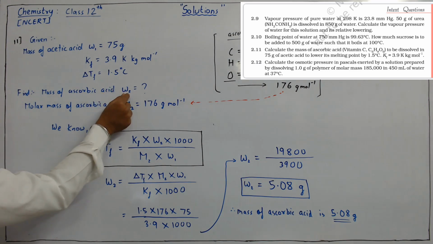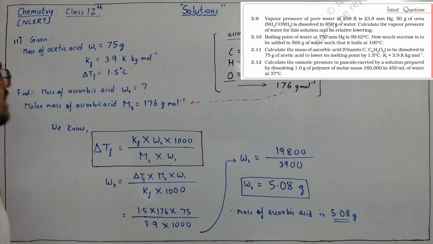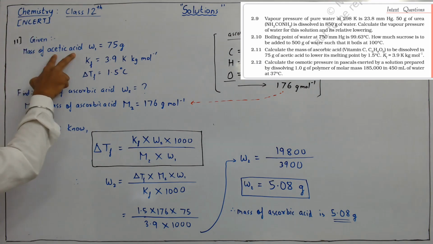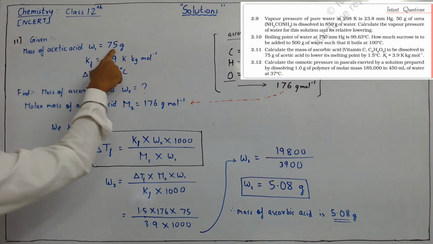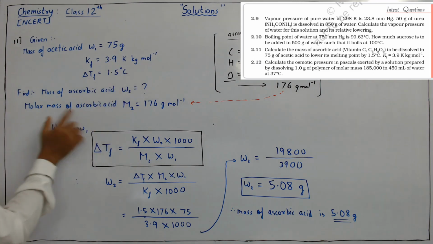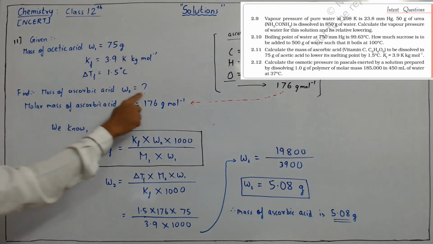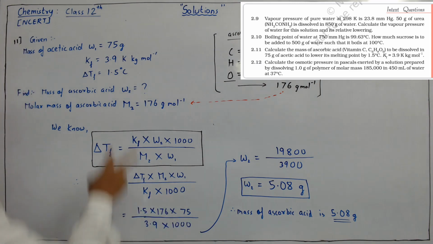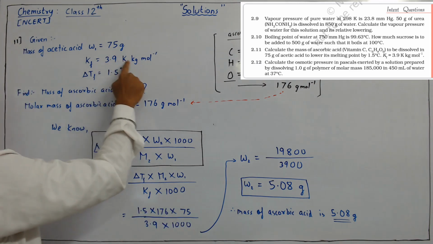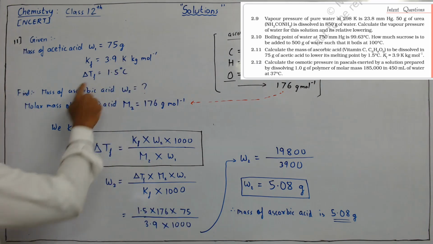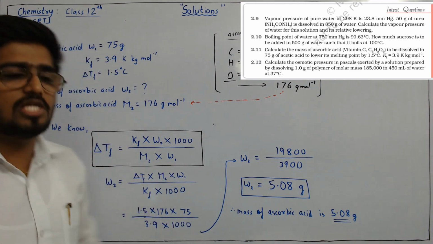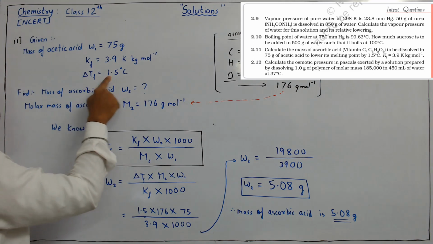This ascorbic acid we are going to add in mass of acetic acid. So already mass of acetic acid, our solvent, how much is it given? 75 gram. In that we are going to add ascorbic acid. That mass we need to find. Kf, that is constant, depression freezing constant, is already given: 3.9 Kelvin kg per mole. And how much we need to reduce the temperature? Means how much should be the change? That is delta Tf will be how much?